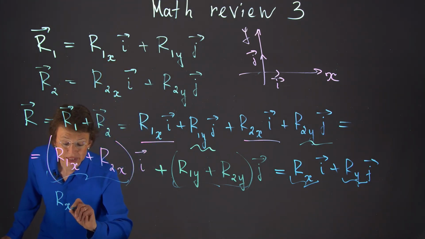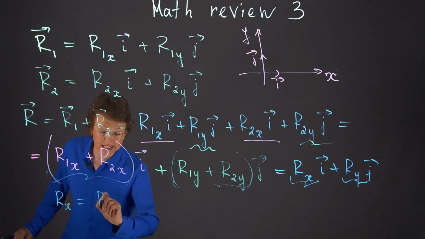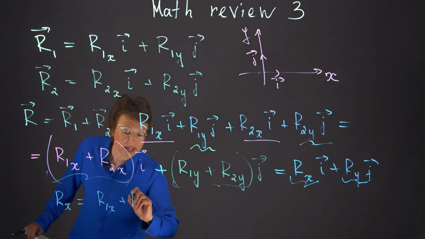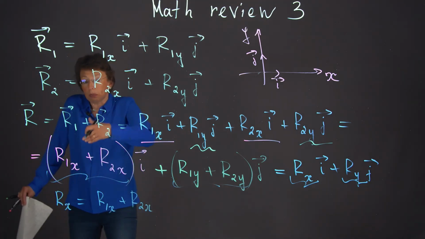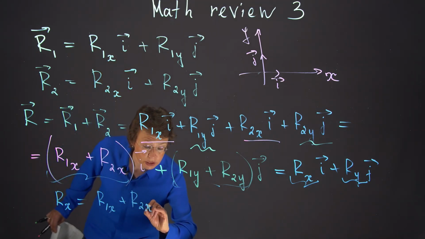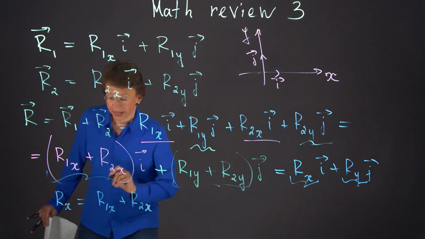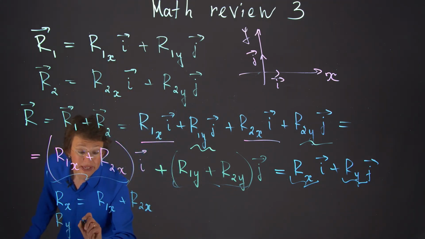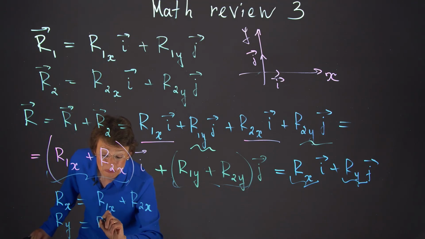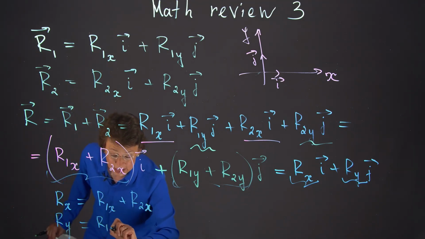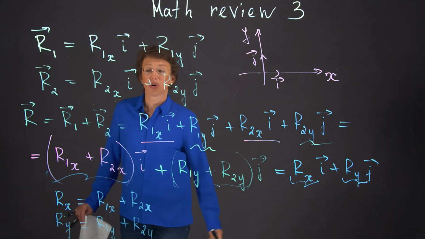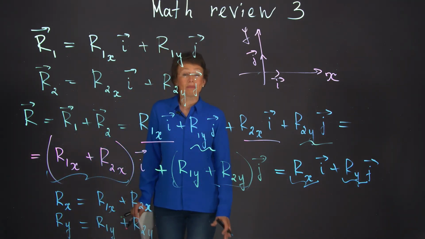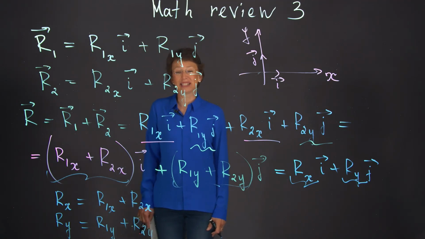What is r sub x? The x component of the resultant is r1x plus r2x, and I remind you that each of these components could be positive or negative. It depends, as we saw in our previous examples. And what is r sub y? Again, we add y components to find the y component of the resultant: r1y plus r2y. And I believe that's all we need to know to solve physics problems.